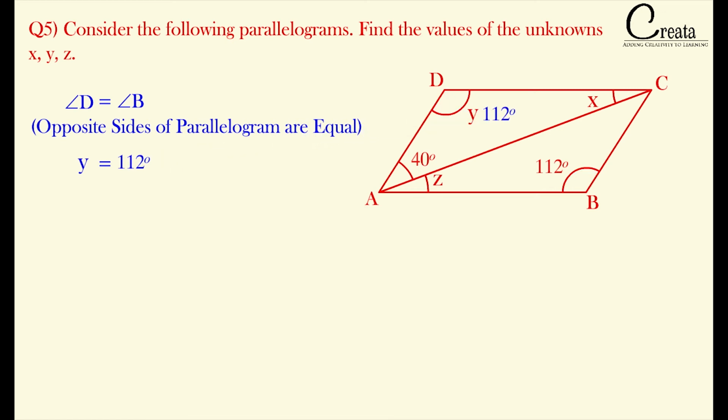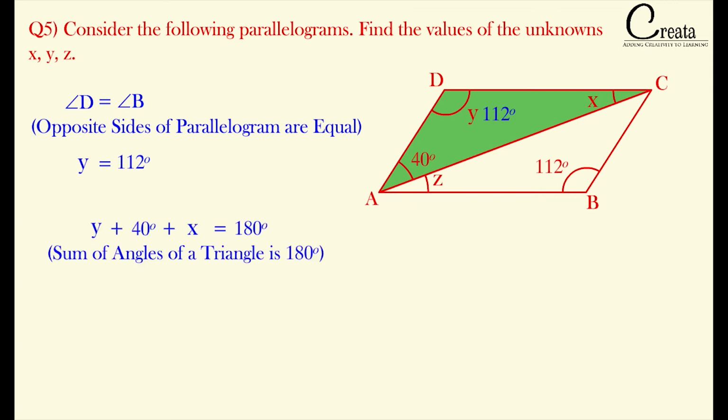Moving further, if you observe the triangle ADC, the sum of angles of a triangle is 180 degrees. So angle y plus 40 degrees plus angle x will be equal to 180 degrees. And we have just got the value of angle y as 112 degrees. On solving, we got x as 28 degrees. So we got x and y. Let's find the value of z.